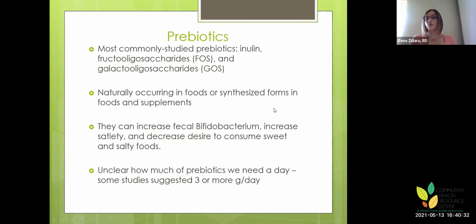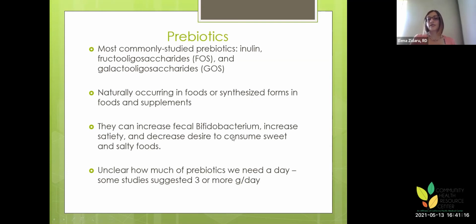With prebiotics, they're basically the food of the good bacteria in the gut. So a lot of good bacteria will feed on those prebiotics, which are types of fibers like inulin, fructooligosaccharides or FOS, and galactooligosaccharides, GOS. Those three are the most popular, the most common. And they occur naturally in food, or they can be synthesized from food and used in supplements, or can be added to other foods.